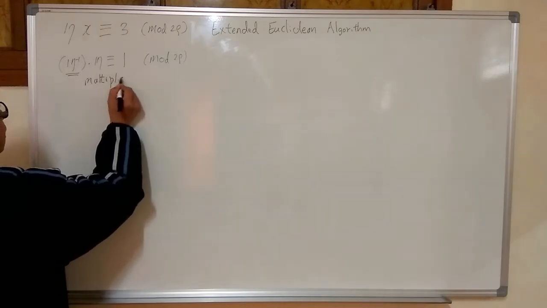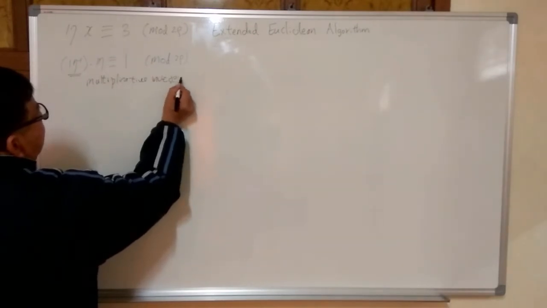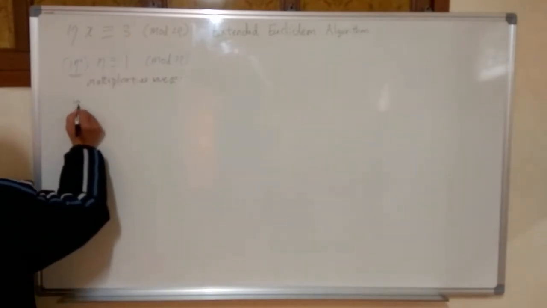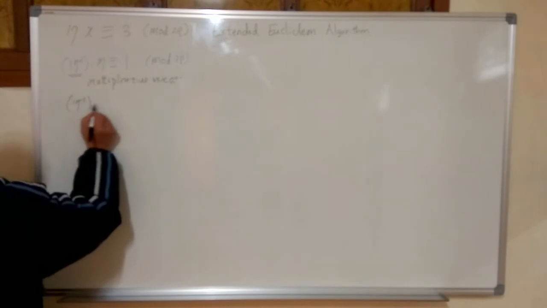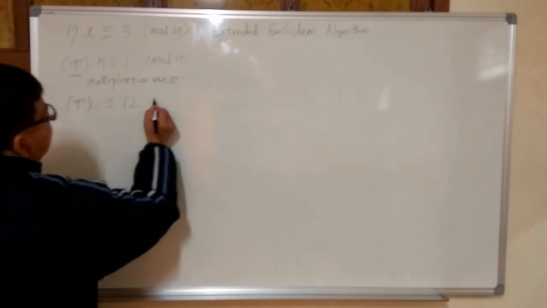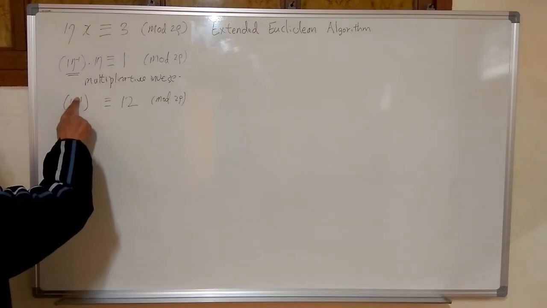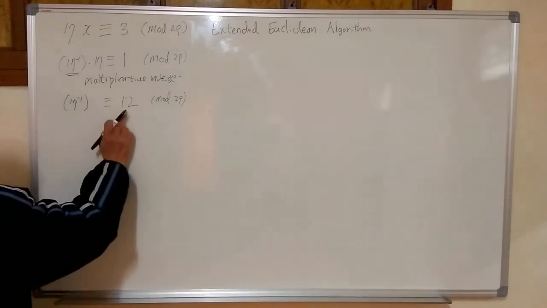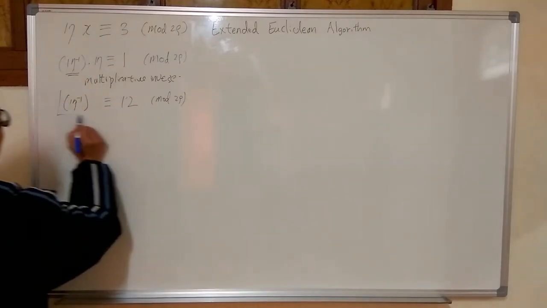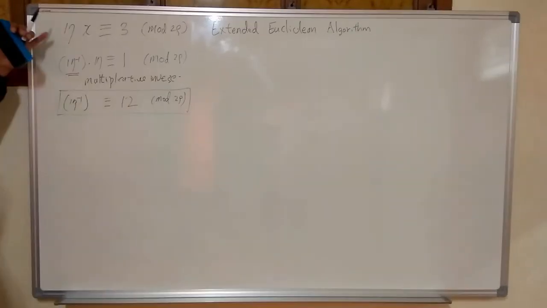If we can find such a number, the multiplicative inverse, we can solve this equation. For example, if we found that the inverse of 17 is, for example, 12 mod 29. If we can find such a number, this multiplicative inverse, we can solve this equation. So how to find this number, the multiplicative inverse, is the key of this problem.